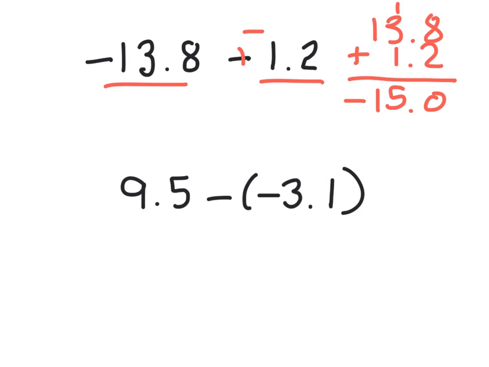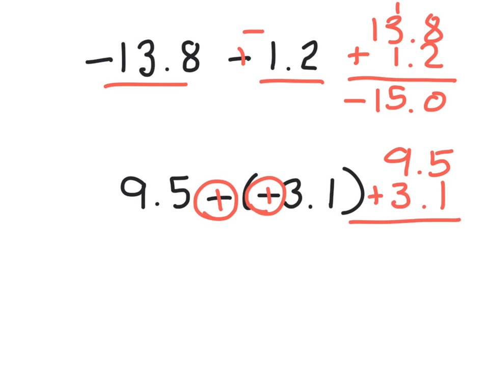How'd you do on that one? Now let's do the next one. Pause your video, restart to check your answer. Welcome back from pausing the video. We are subtracting a negative, so we will add the opposite, which is a positive 3.1. Again, let's add the decimals, line them up. Both these decimals are positive, so we add them and they stay positive. So the answer is 12.6. Who had that one right?